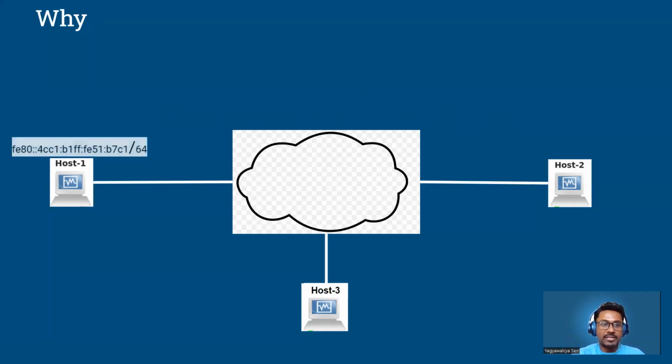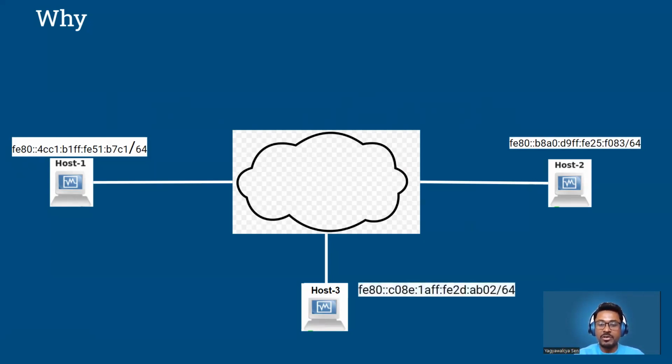And let's say host 1 has this IPv6 address, which is the link local address. As you can see, FE80 link local address starts with FE80. Similarly, host 2 has its own link local address, and the interface on host 3 also has the IPv6 link local address.